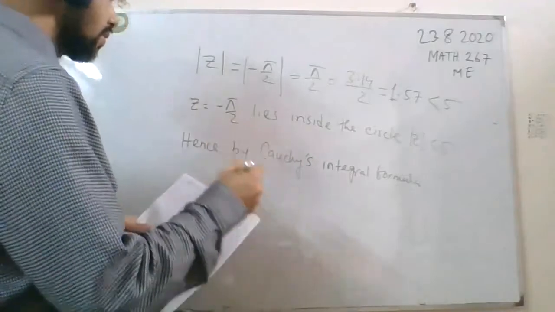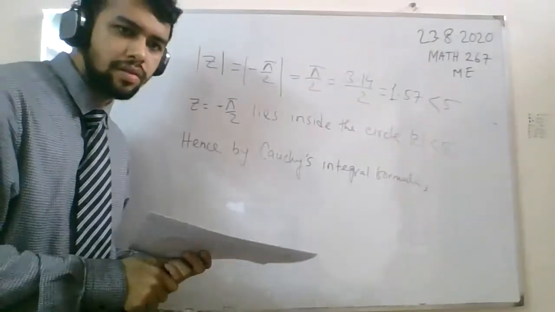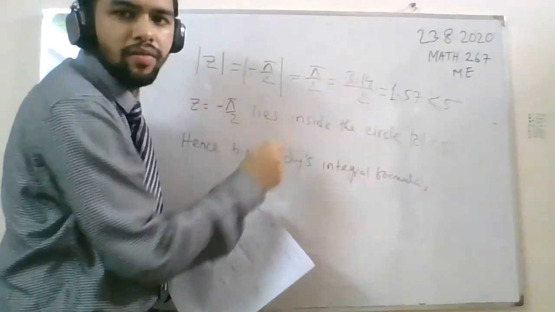Excuse me, sir. Yes, please. Sir, the first line before 1.57, is that 3 by 4 or 3 plus 4 by 2? Right there, 3.14 divided by 2. This is the value of pi, which means pi equals 3.1416. Okay, sir.